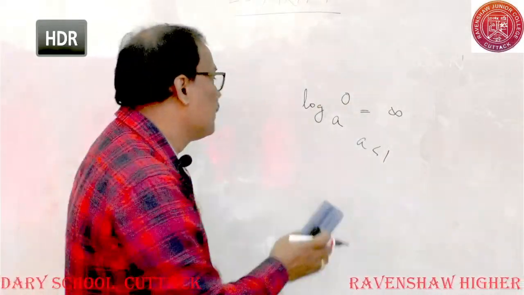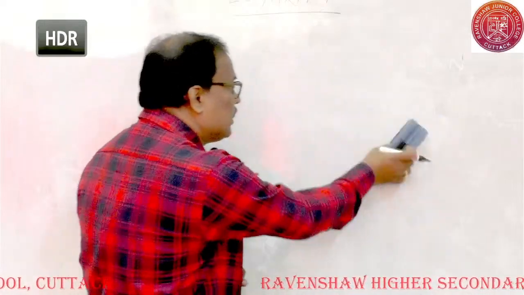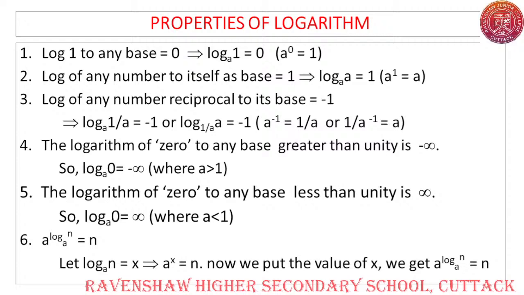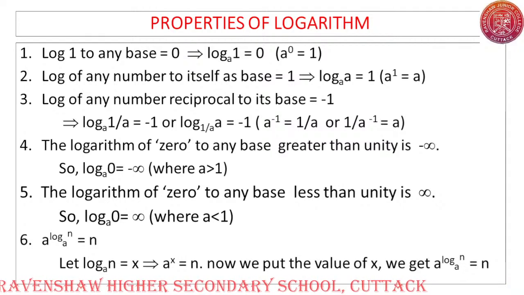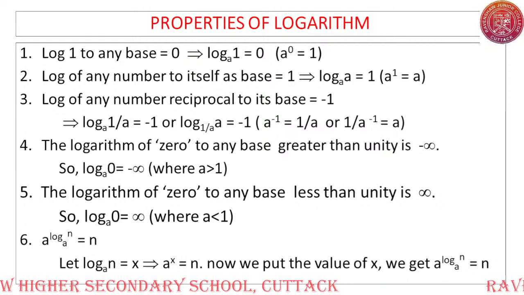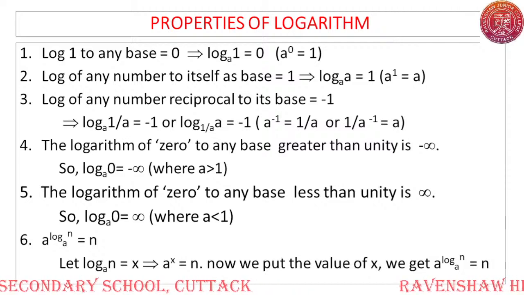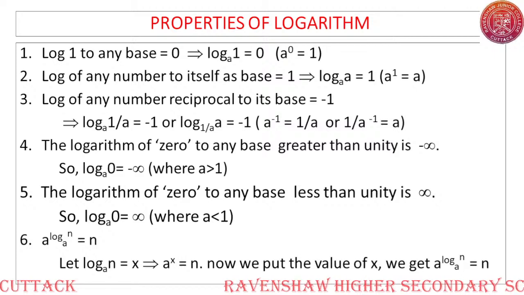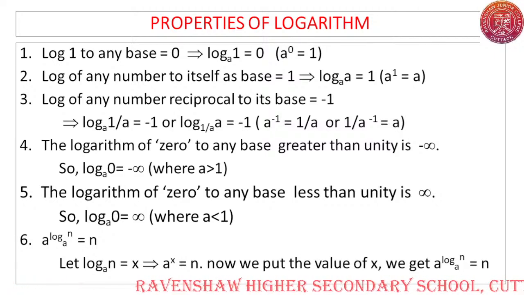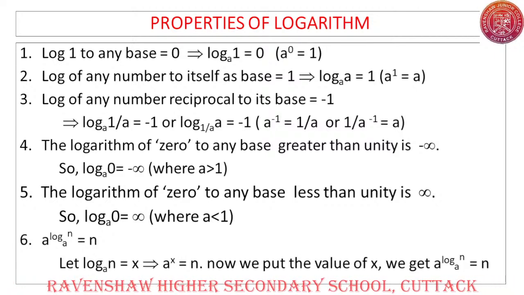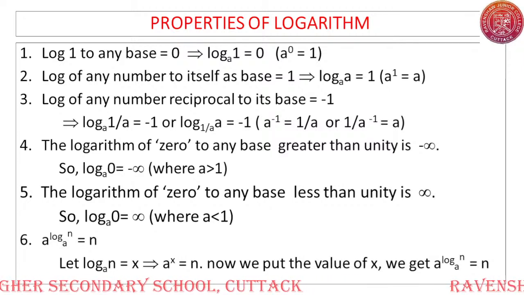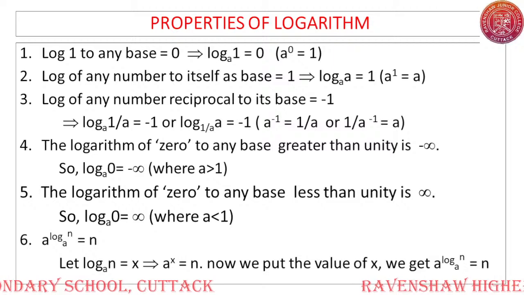So this is your fifth property. Then comes the last property: a to the power log n to the base a is equal to n.